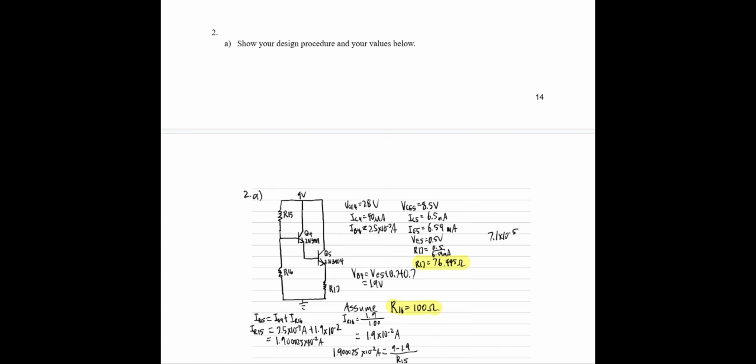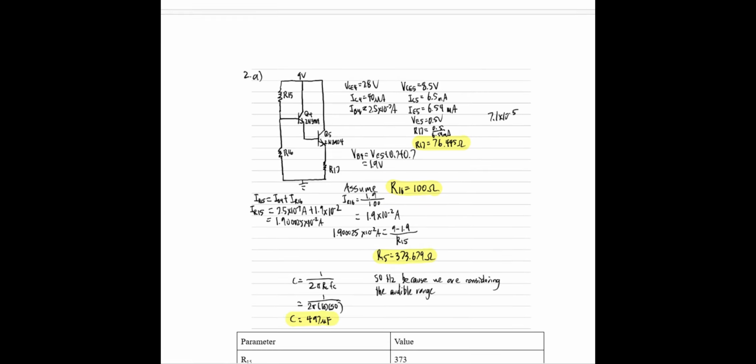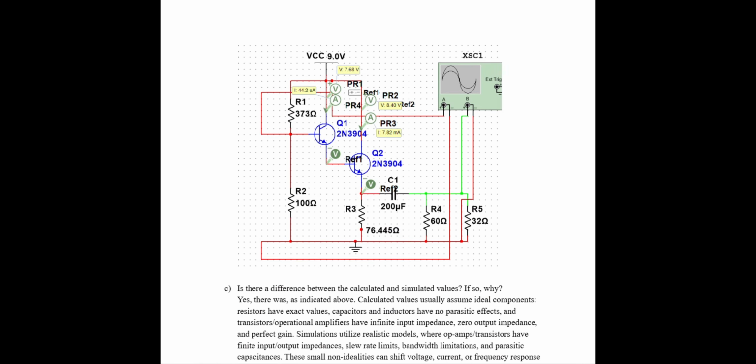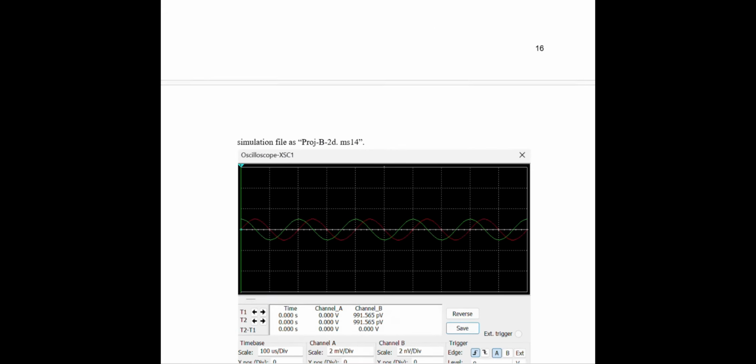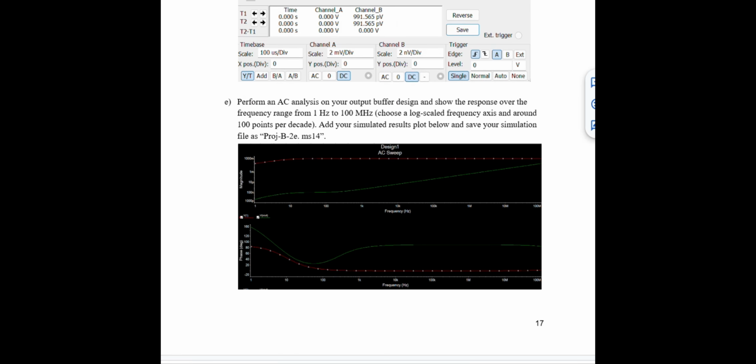This is the output buffer of our AM radio. So here are our small signal and DC calculations determining our calculated values for our circuit. This is our DC simulation showing the collector voltages and currents. This is our AC oscilloscope waveforms with red as the input and green as the output. And here is our AC sweep from 1 Hz to 100 megahertz.